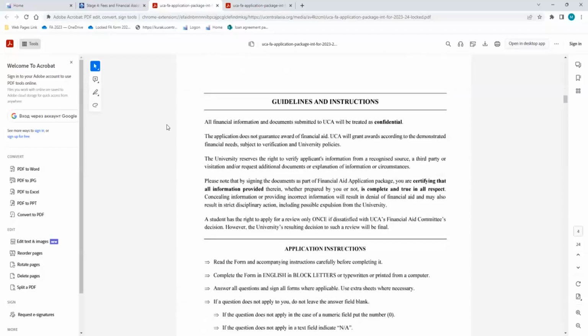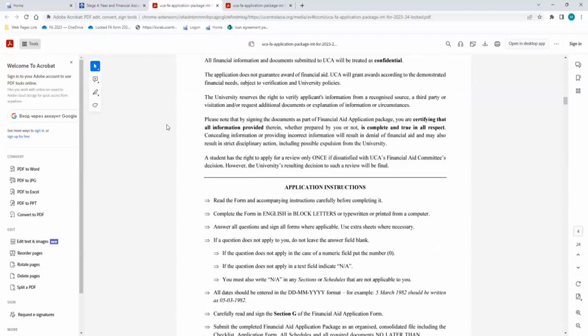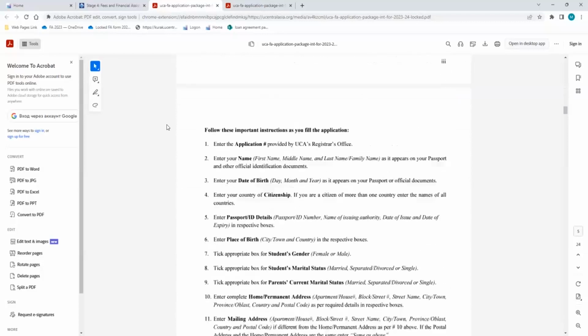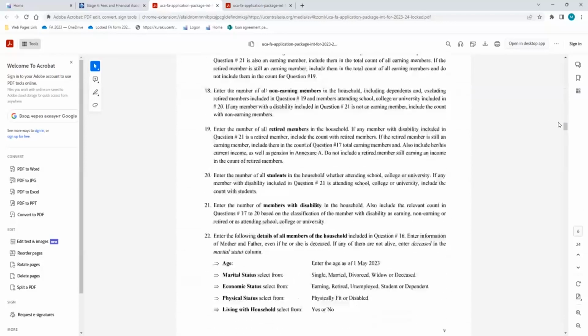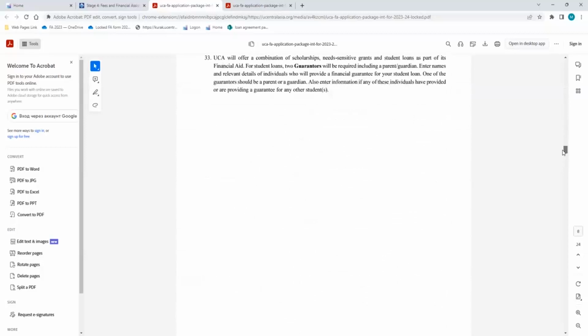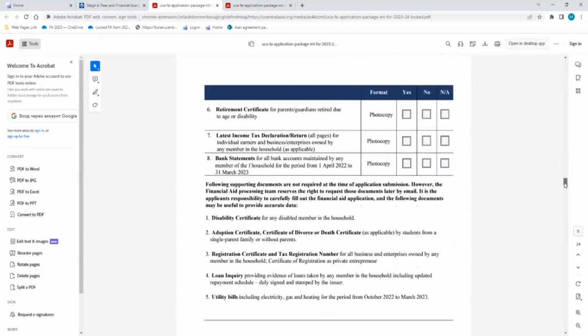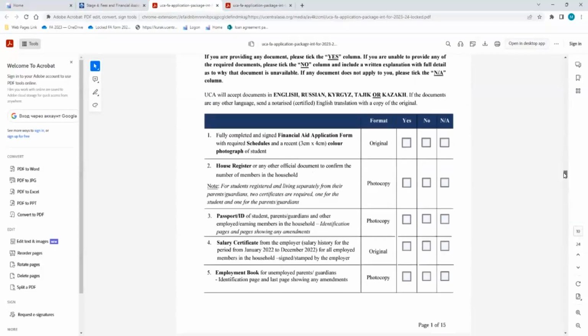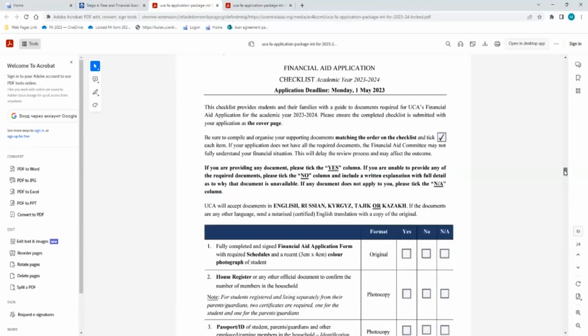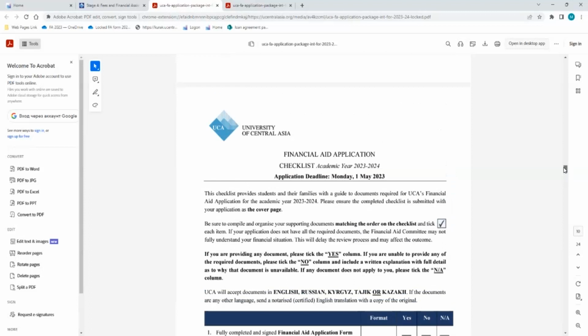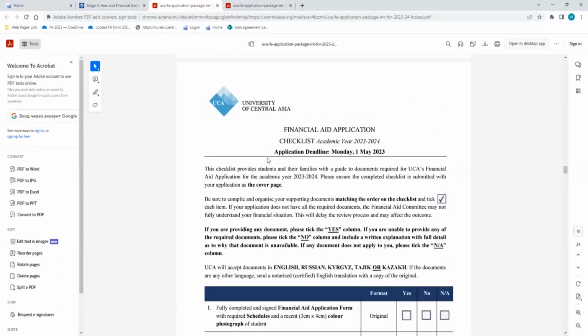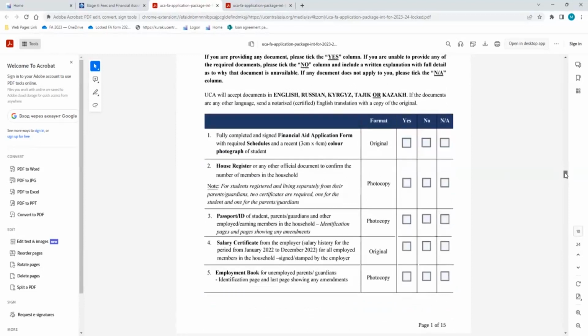Now, coming down, here are the guidelines, and the instructions are starting. Please pay attention to these. This is where the financial aid application starts. It is called the checklist. So just pay attention to the checklist.